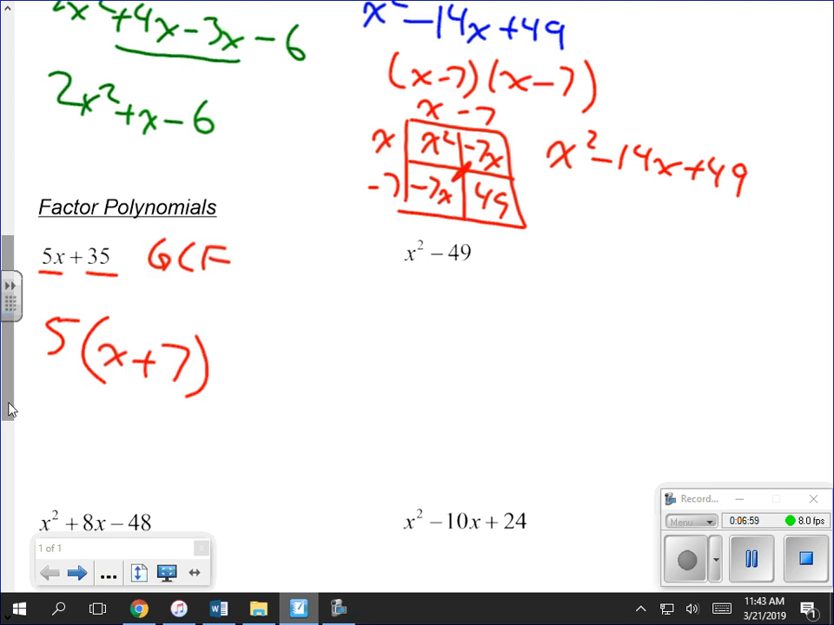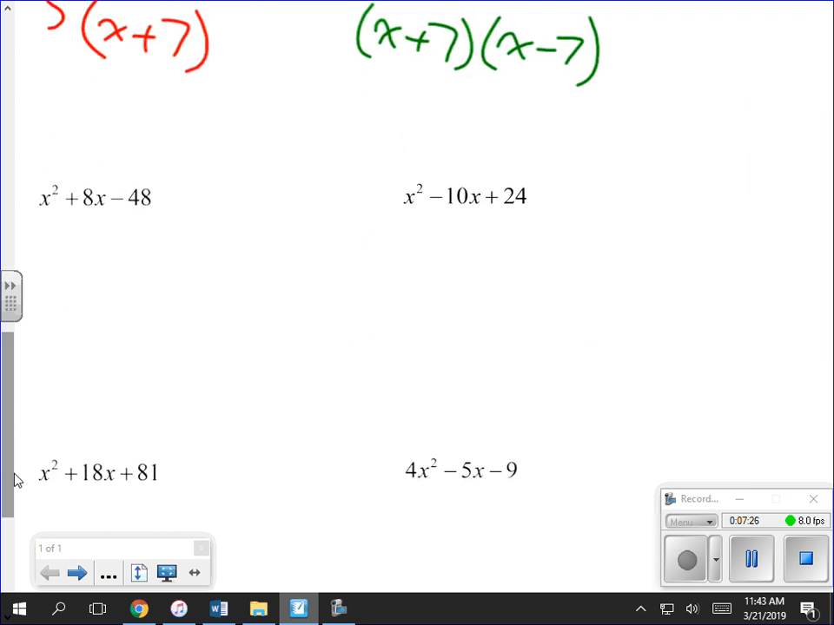On the next problem, it's a unique factoring, x squared minus 49. This is a perfect square, x squared minus 7 squared. 49 is 7 squared. When you have a square minus a square, your factoring is x plus the square, plus what you're squaring, and x minus what you're squaring.